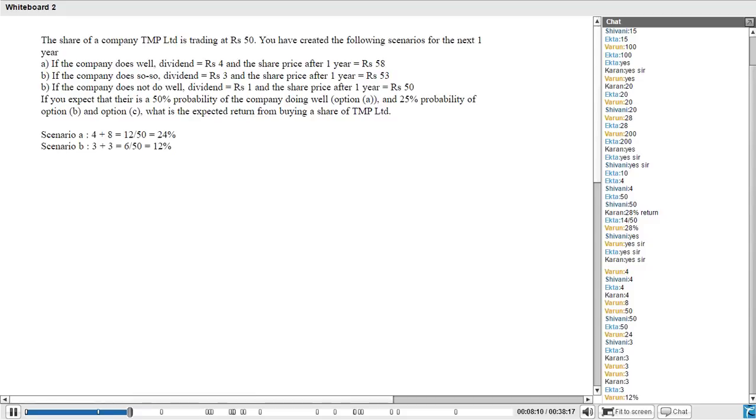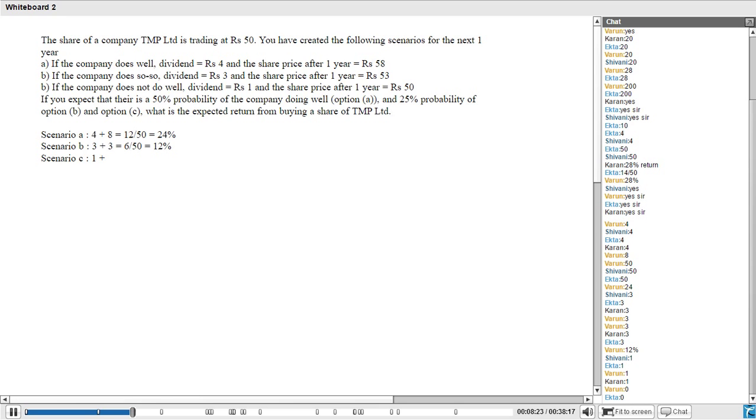Let's look at scenario C. What is my dividend? 1. What is my capital gains in this case? 0. So I earn 1 on an investment of 50, which is a return of 2%. Exactly, Varun.